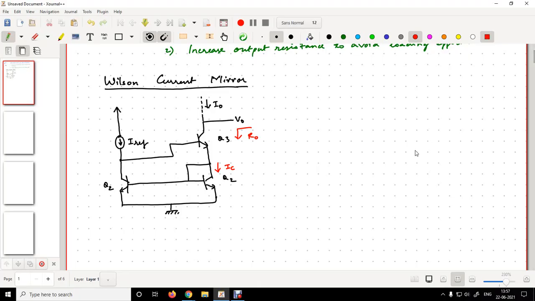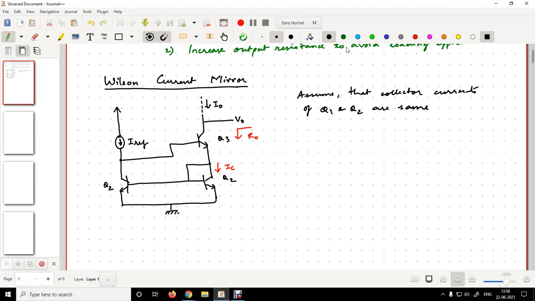All right. This is my Wilson current mirror. In the last class, we derived what is I naught by I reference in this. We'll just have a small recap. In the Wilson current mirror, we have to assume one thing: assume that collector currents of Q1 and Q2 are the same. Okay, this is the assumption.